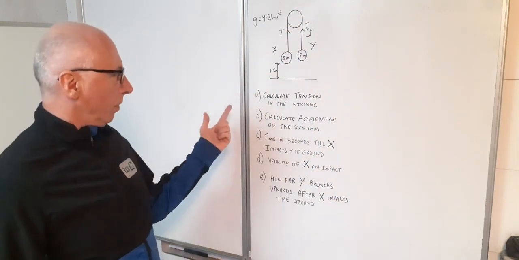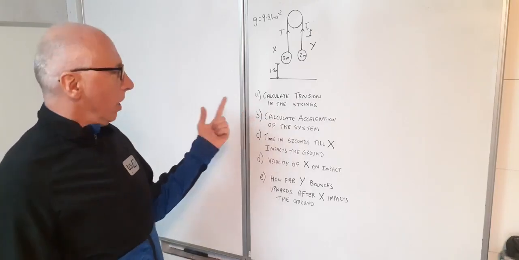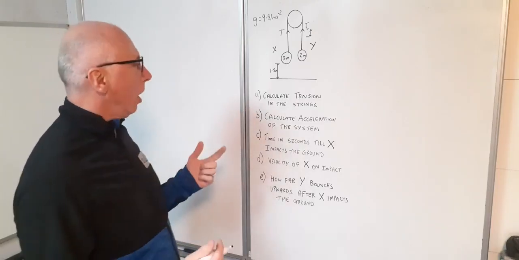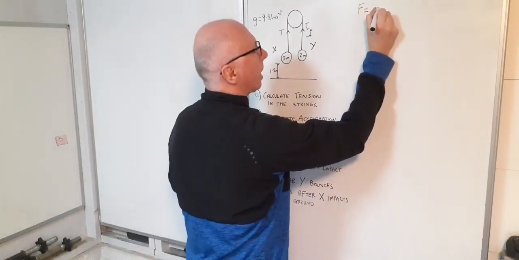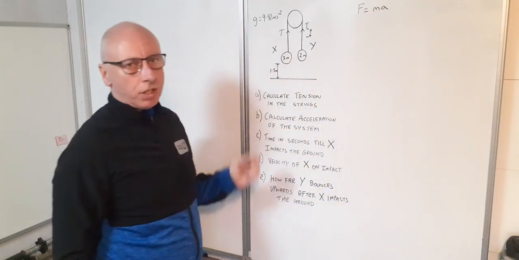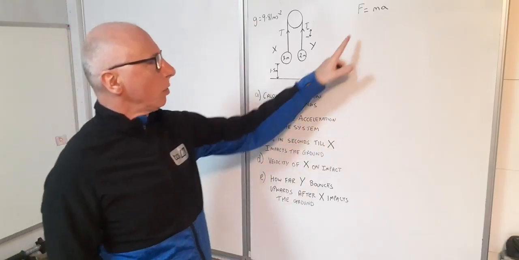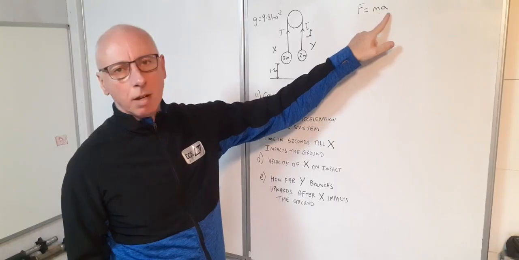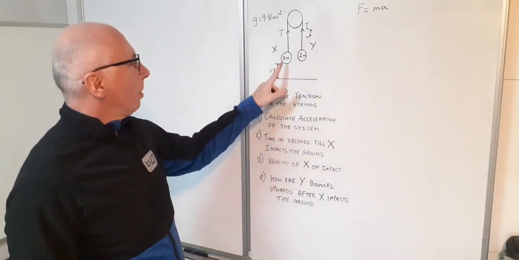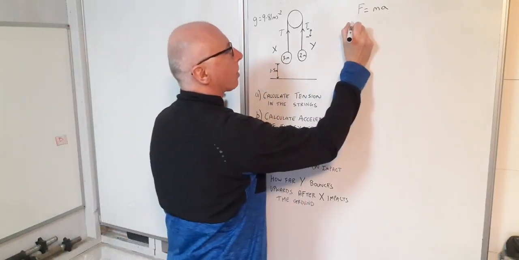Okay, so first of all, calculate tension in the strings. Let's set up our equations of forces. We're going to use force equals mass times acceleration. So that's the general thing: we resolve for all of the forces and set them equal to mass times acceleration. So let's pick what's going on at x first.